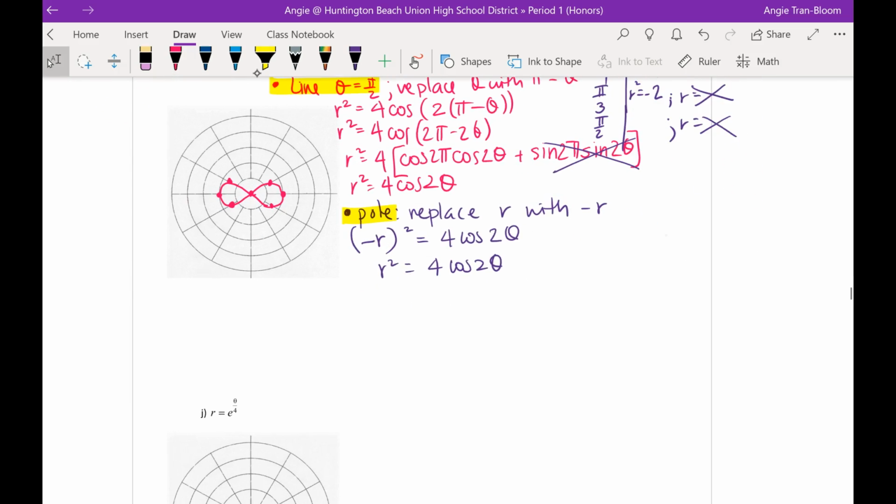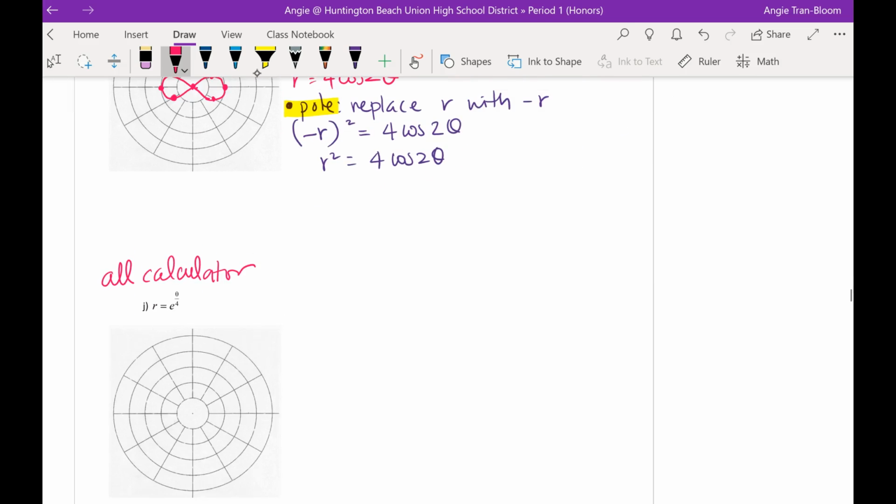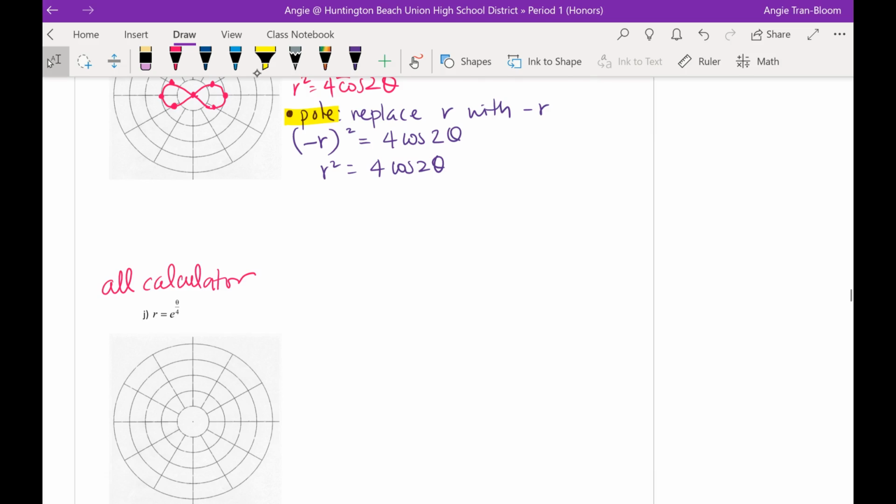Okay, last one. Here's a hint on your homework. If you see the number e, it's all calculator. All calculator. If you see e, punch it into the calculator. r equals e to the theta divided by 4.